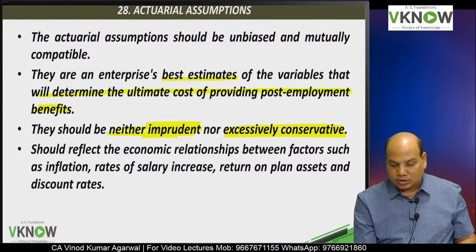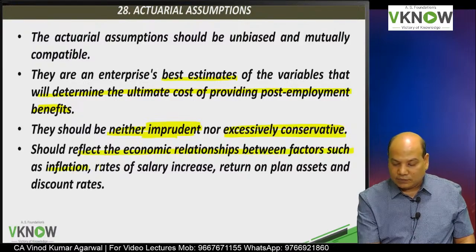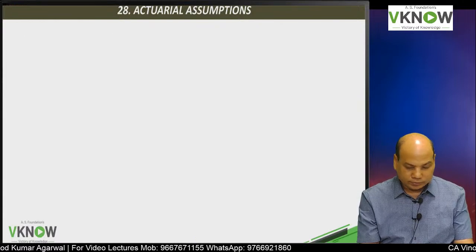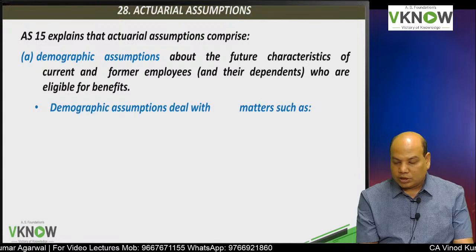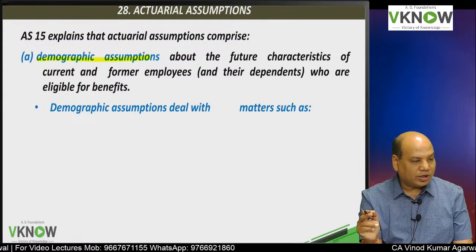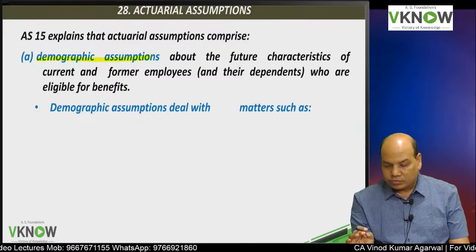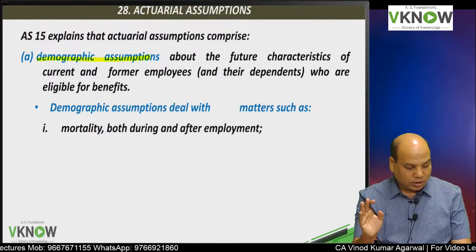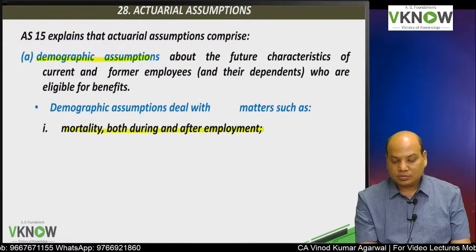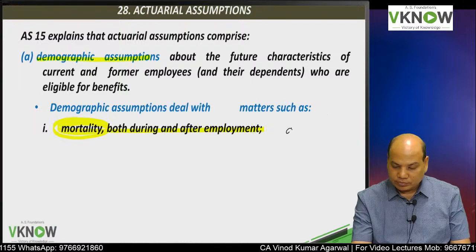While making estimation, it should reflect the economic relationship between factors like inflation, salary, return on plan asset, discount rate, etc. There are two types of assumptions. Already explained, I am not going into detail again. Refer the previous lecture. Demographic assumption and financial assumptions. Demographic assumption will deal with items like mortality. Mortality means death.